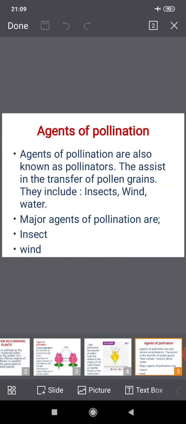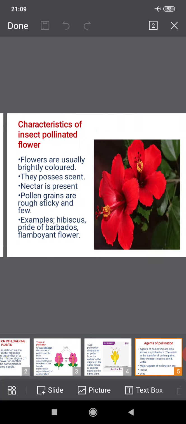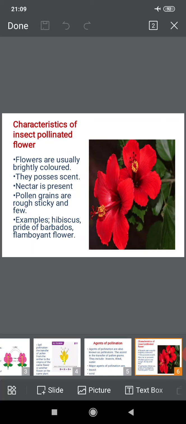Let's look at agents of pollination. The agents of pollination are also known as pollinators, and these pollinators assist in the transfer of pollen grains. Pollinators include insects, wind, and water. We have two major agents of pollination. These two major agents of pollination are insects and wind.